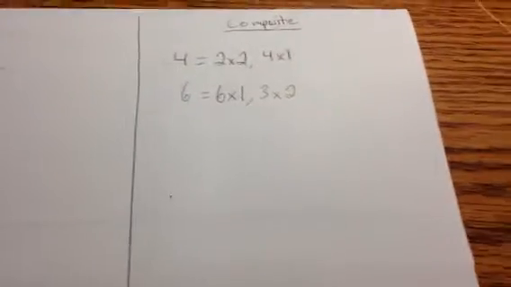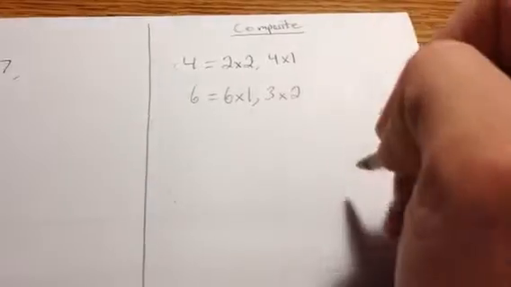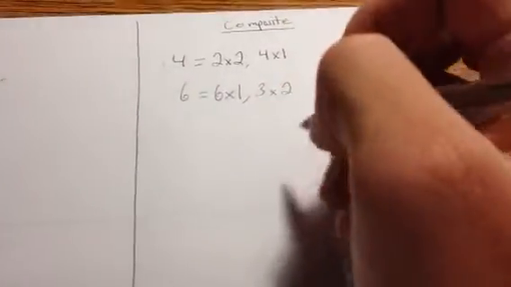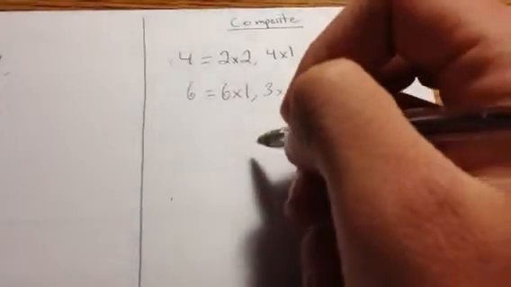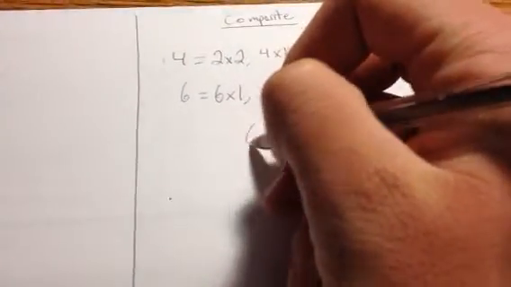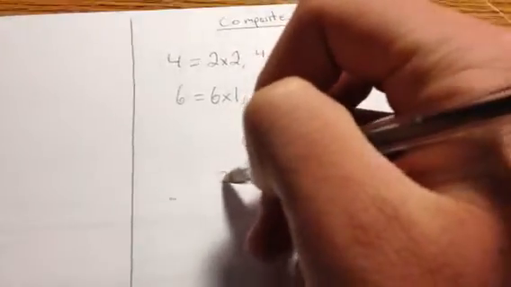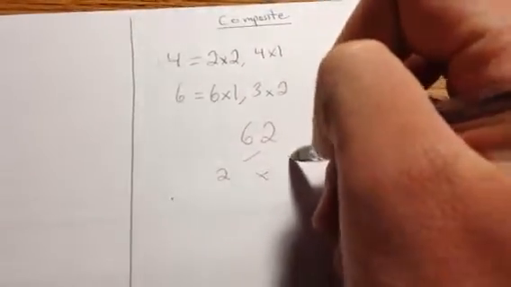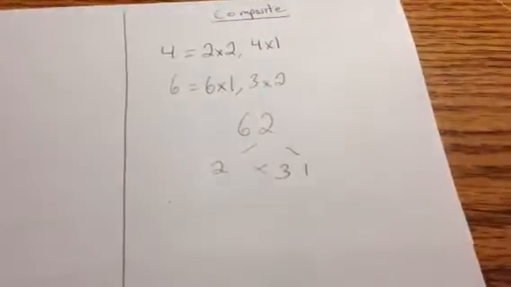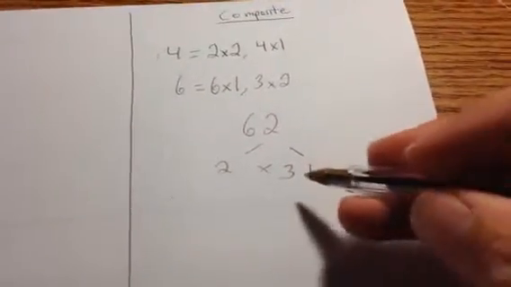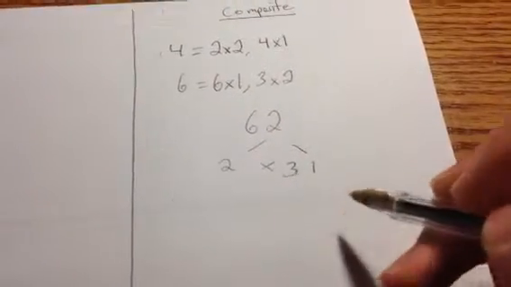What's special about composite numbers is that they can be broken down into prime numbers, like I said earlier. So let's take a larger composite number such as 62. We can break that down into 2 times 31. And that's the prime factorization of that, because 31 is a prime number because it can only be broken down into 31 times 1.